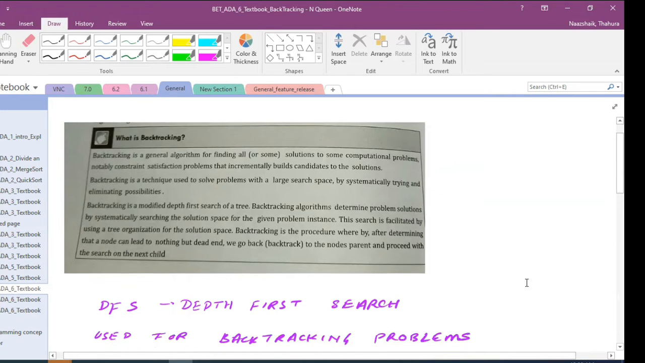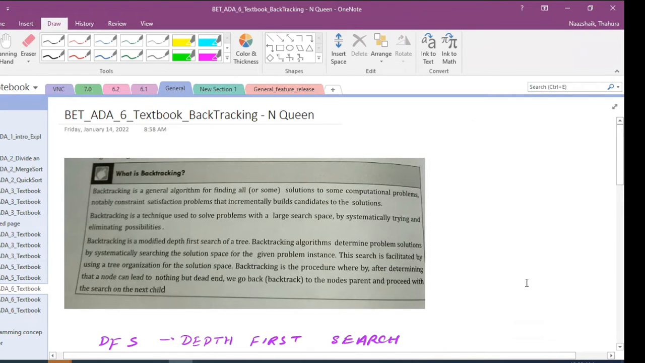So what is backtracking? This is an application of DFS. We know how DFS works, but where can DFS be used, right? So there are some computation problems which you need to build incrementally. You need to build the solution incrementally. Now how does backtracking help?